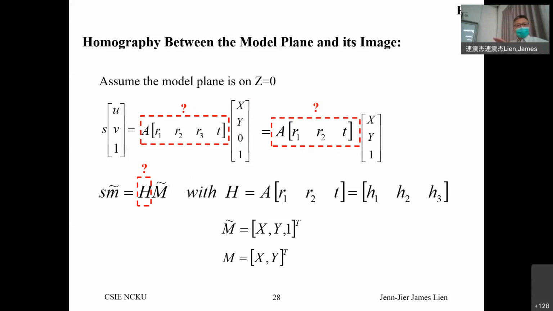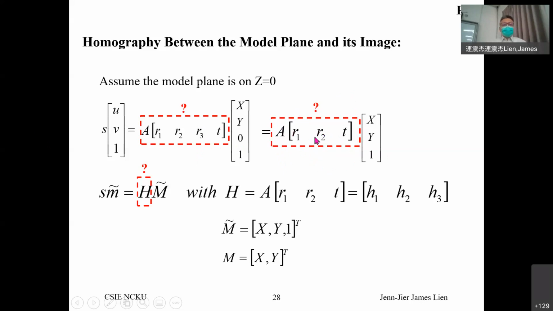R1 is Rx, R2 is Ry. Based on the cross product, you can recover R1, and recover R3 based on R1 and R2. Later we'll do that, so we can ignore R3. Right now our unknown parameters are here. A is the intrinsic parameters. Your extrinsic parameters are R1, R2, and T, without R3.